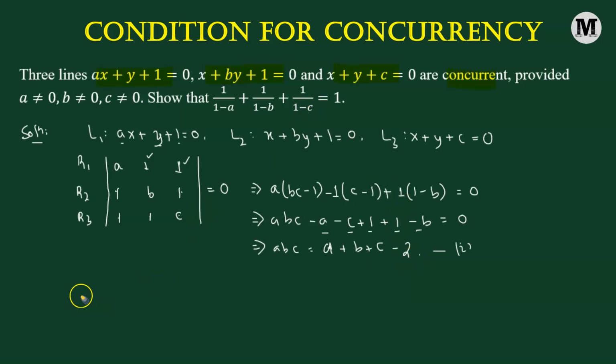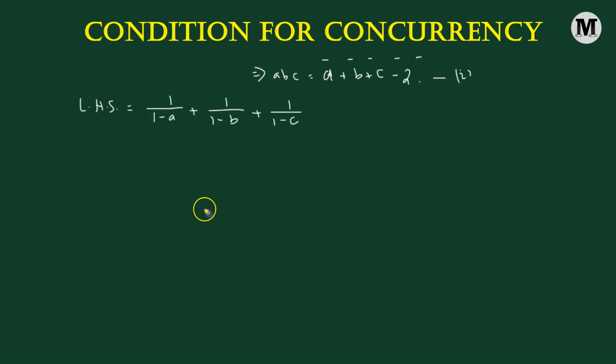Now let's come to the problem. We're going to start from the left-hand side, and we'll show that it equals 1, which is the number that we need on the right-hand side. So we have on the left-hand side 1 over 1 minus a, added to 1 over 1 minus b, added to 1 over 1 minus c. All we have to do is simply combine these three fractions. So we are going to have a common denominator, which is the product of all three terms, 1 minus a times 1 minus b times 1 minus c.